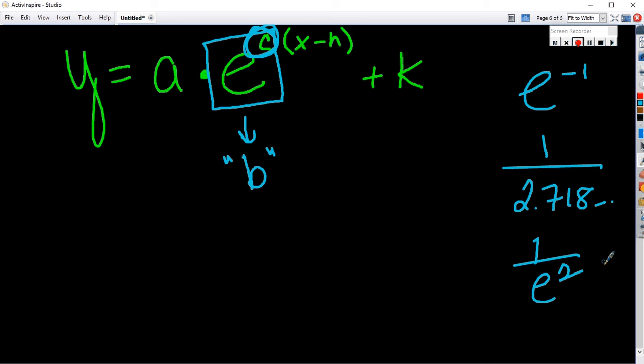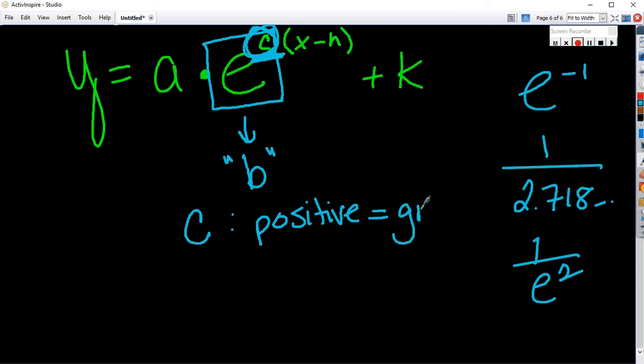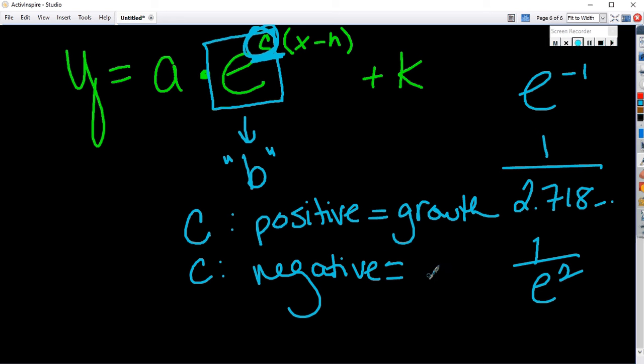All right, so here's the takeaway from this. Because my base is 2.718 and so on, I'm looking at C to determine if it's growth or decay. So if C is positive, it's going to be growth. And if C is negative, it's going to be decay, because that negative exponent is just going to flip it over and make it less than 1. Does that make sense? Okay, so let me show you a couple examples.